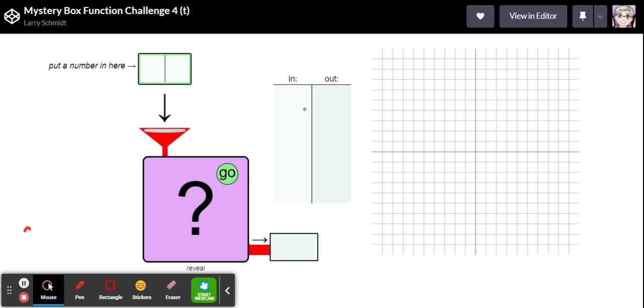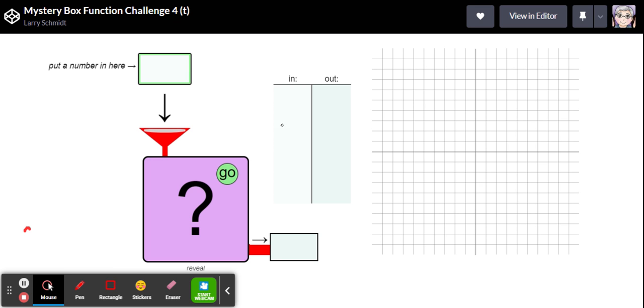You'll get a chart that keeps track of what you put in and what you get out, and also you'll get a graph, which might help you determine the kind of function that's inside that purple box. If you'd like, in the description, you can find a link to a page like this where you can try out as many numbers as you like. And you may want to do that now. Pause the video, try it out, come up with your own solution before you look at mine.